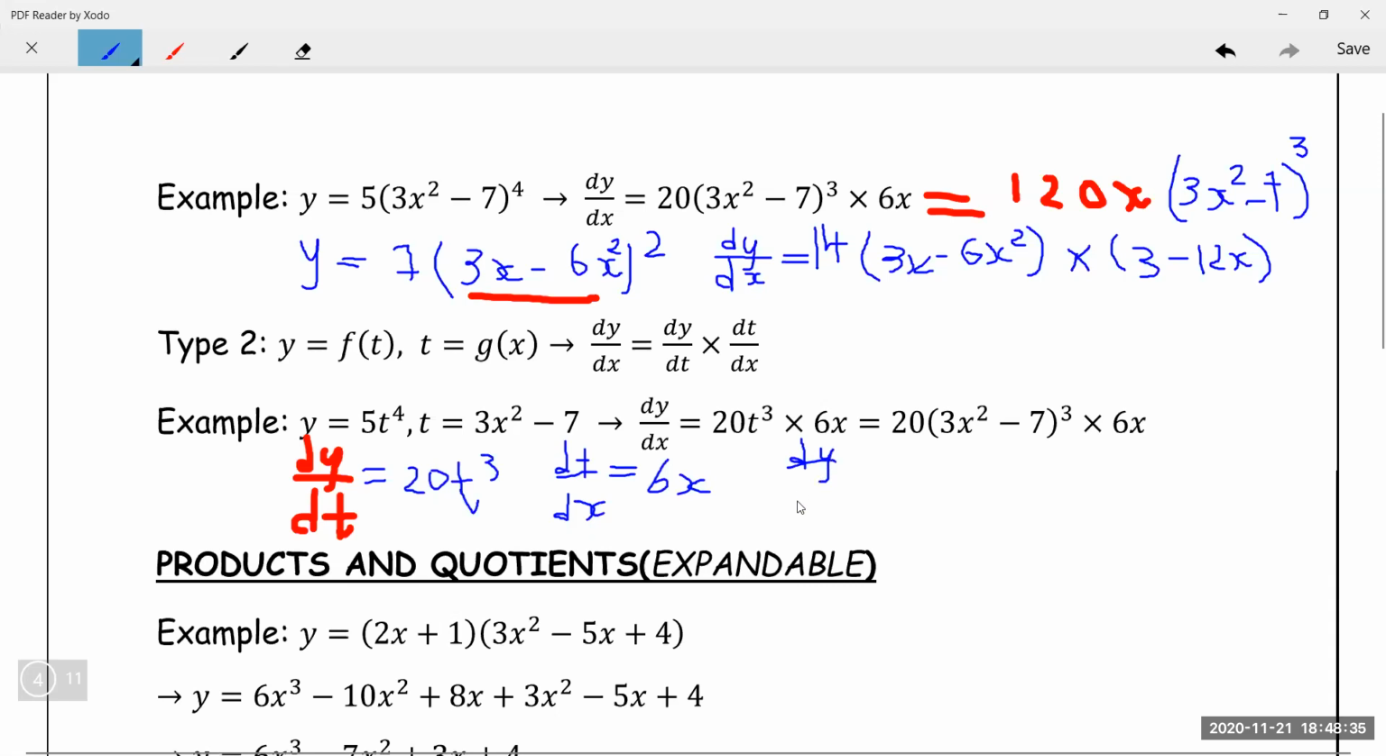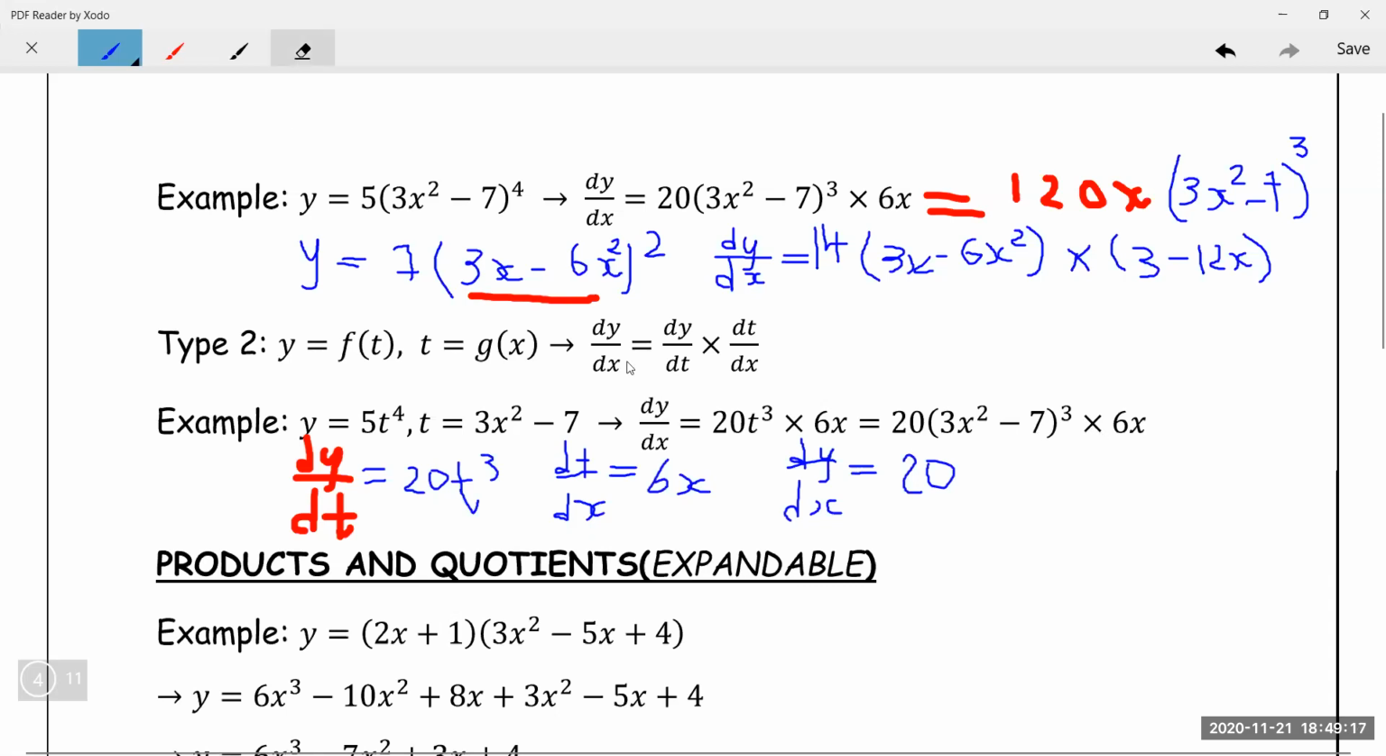In this case, dy/dx is going to be equal to dy/dt, which is 20t cubed. But then what is t? t is 3x squared minus 7. Yes, sir. So dy/dx is then 20t cubed, replace t with (3x squared minus 7) all cubed, times dt/dx. Now dt/dx, this is t, 3x squared minus 7, so dt/dx would be just 6x. So multiply it by the 6x.